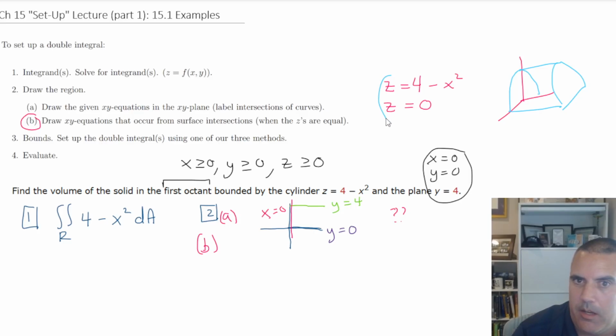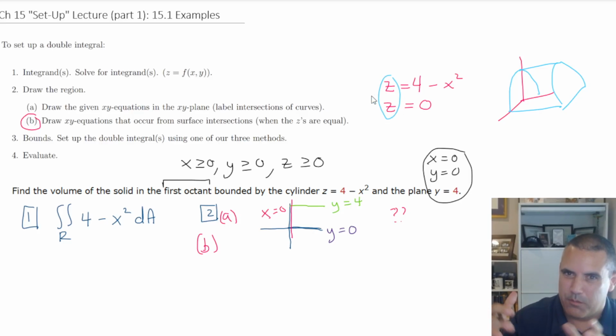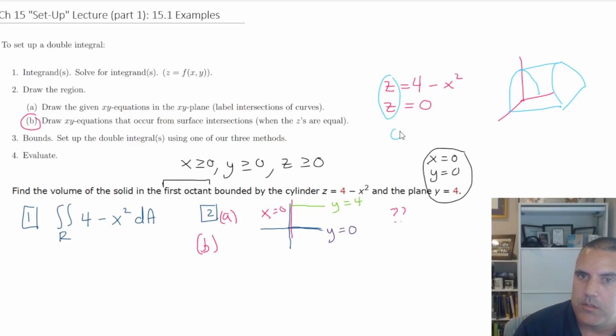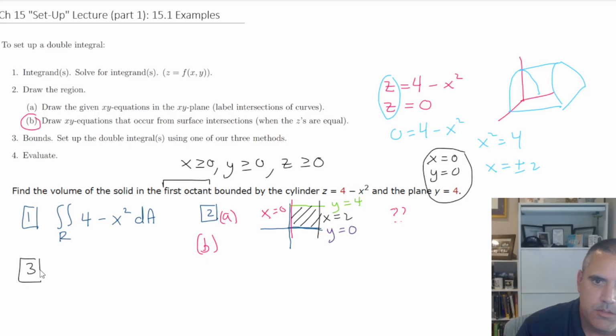But that's actually more than you need to do this problem. You just need to know that the only way this could happen is if the surface intersects the ground. When would the surface intersect the ground? Well, that would be when x squared is 4, when x is plus or minus 2. So the thing we haven't done that's in the first quadrant is x equals 2. Aha! There's our other side. Now we're ready to give the bounds in either order. Maybe I'll just say 0 to 4, 0 to 2, 4 minus x squared, and we have dx dy.